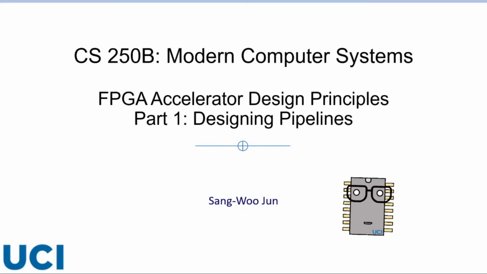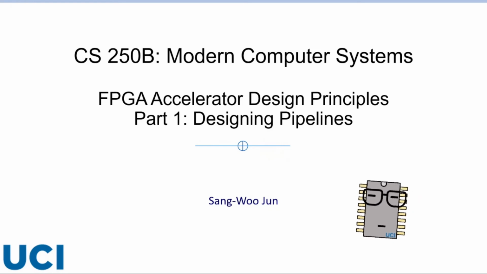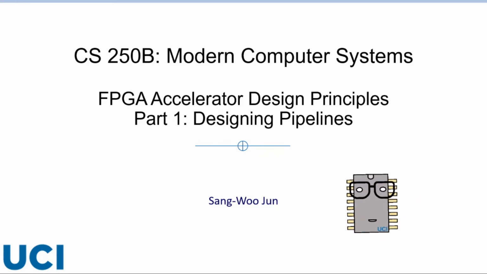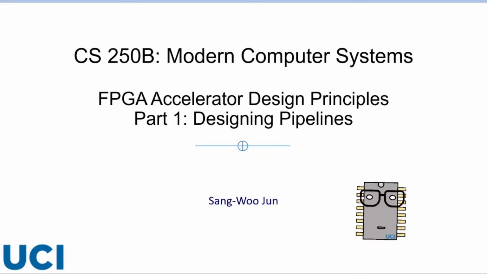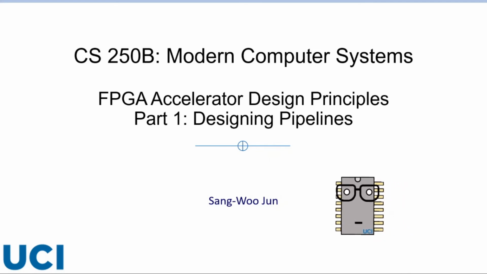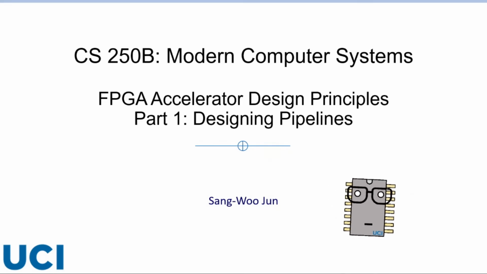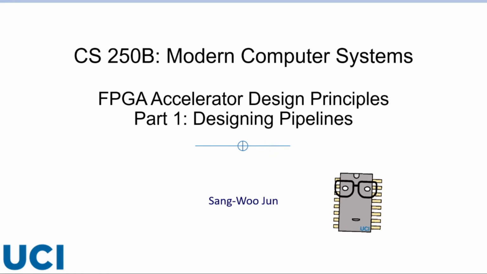And we can finally get to the part that I'm very excited about, which is FPGA accelerated design principles. Basically, kind of like what we did with CPU-based topics and GPU-based topics, we talked about architecture, we talked about the programming model. Now we're going to go a little bit into how do we write effective software/hardware for these platforms. And this topic for FPGAs comes in two parts: designing pipelines and timing issues.